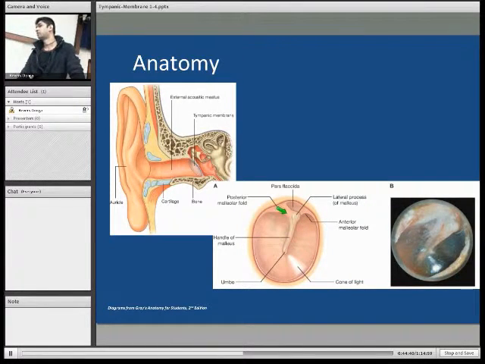Normally the tympanic membrane is a thick and taut structure due to the arrangement of the fibers. However, right here it's a bit looser and it's called the pars flaccida, whereas the rest of it is called the pars tensa.